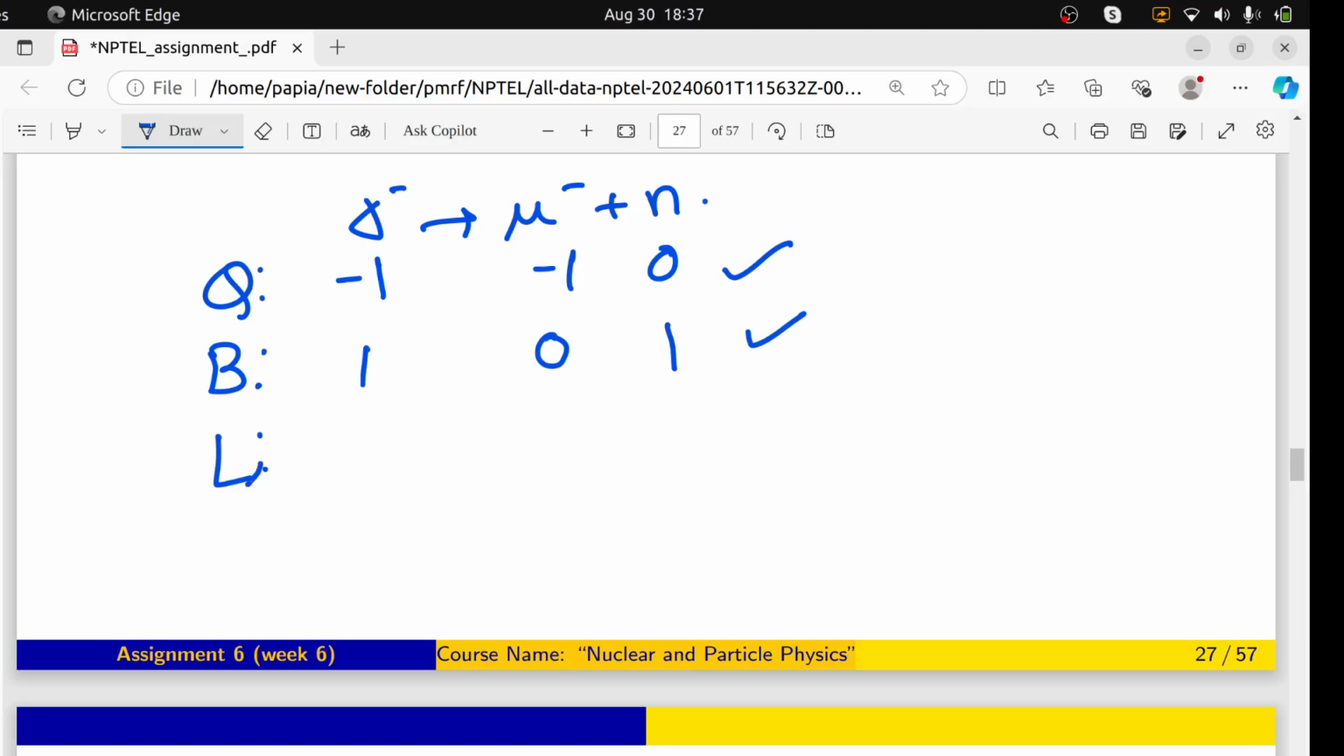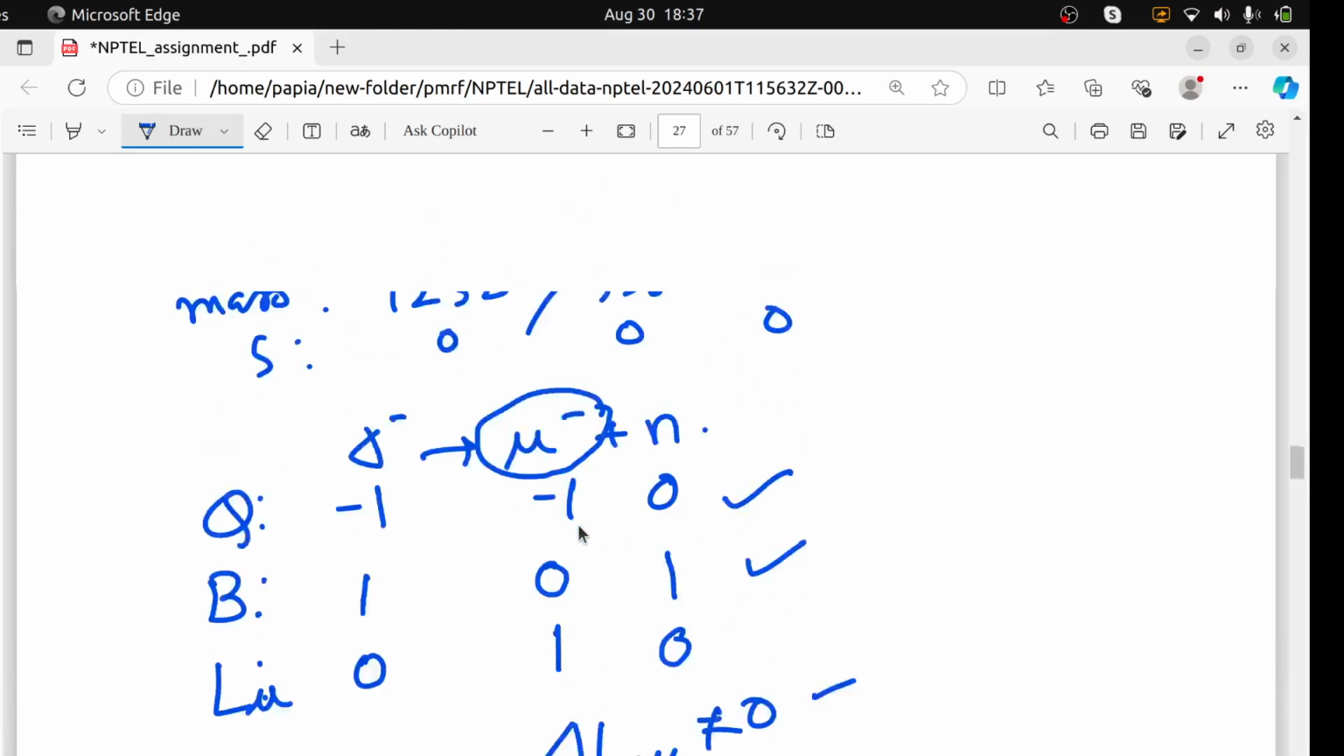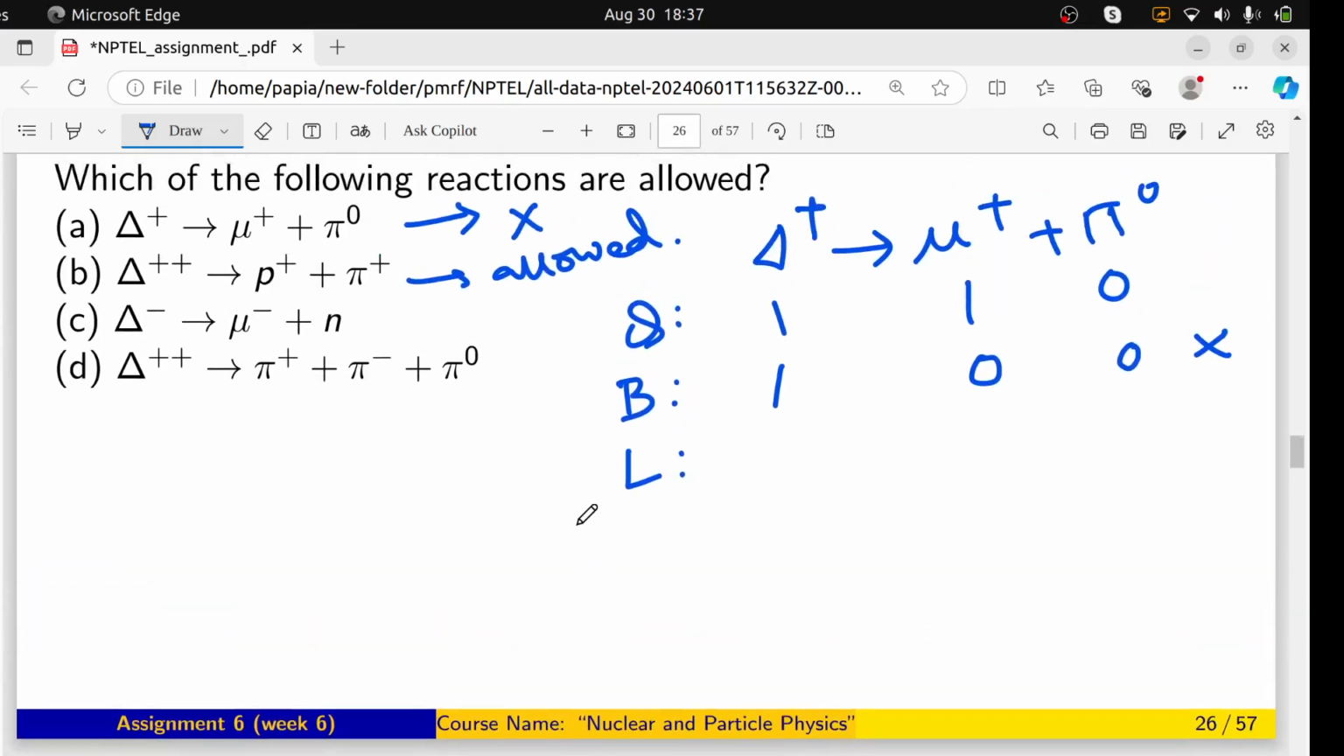Let's say L mu I am talking. This is 0. This is 1 because mu minus is there. Mu minus has lepton number plus 1. For n, lepton number is zero because it's a non-lepton particle. It's a baryon particle. So for that case, delta L mu is not equal to 0. So if lepton number is not conserved here, that means it is not allowed.